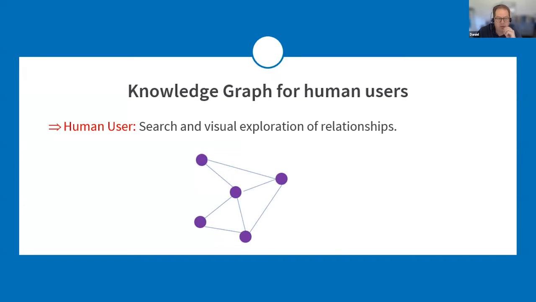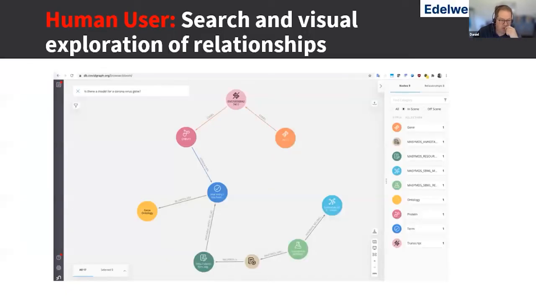So one important goal is the user. He should be enabled to search and visually explore the relationships. For example, here we have the screenshot of the COVID knowledge graph. And for example, if you want to explore more here, the relationship between a compound or the gene ontology, you can click here and search.